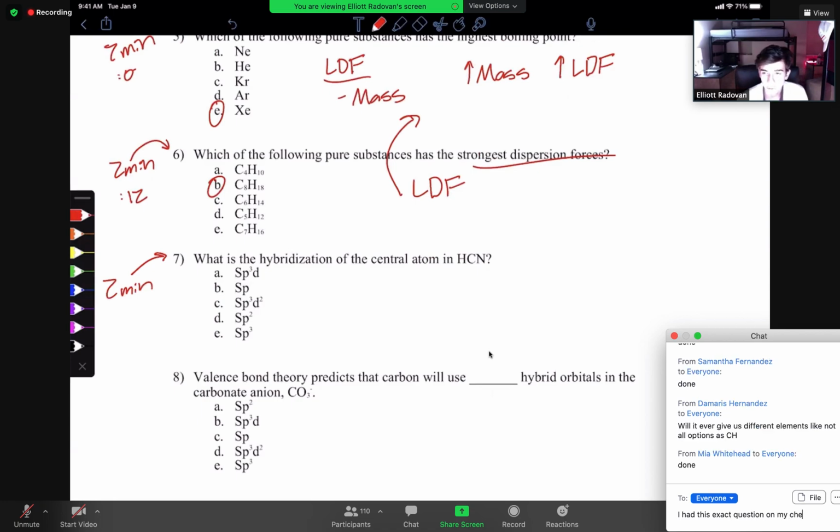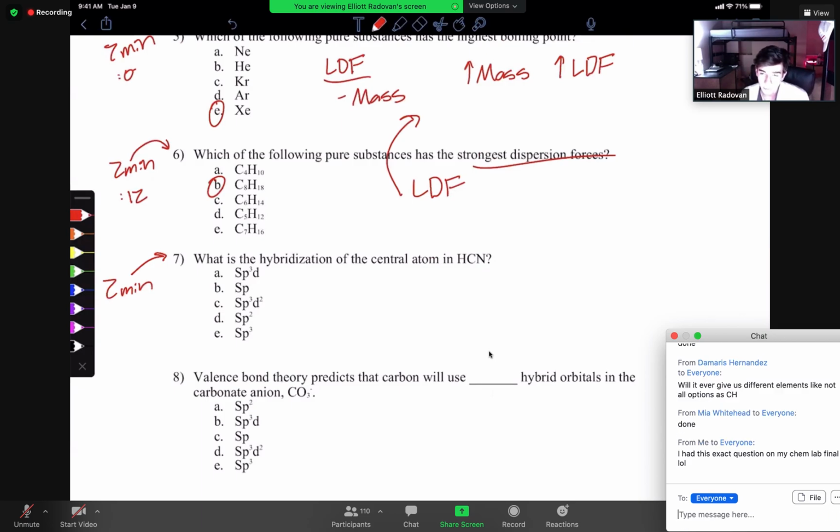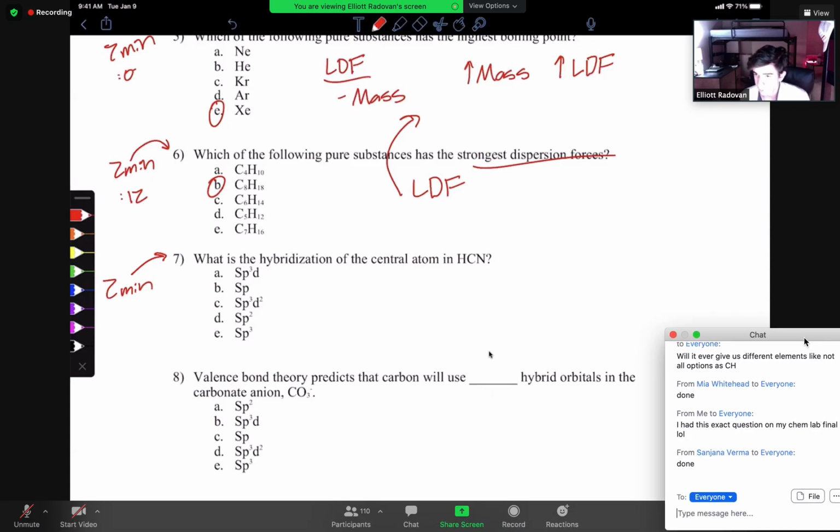Oh yeah, for sure. They will. They could just give you entirely unrelated molecules, and you'll just have to count up the molar masses individually.